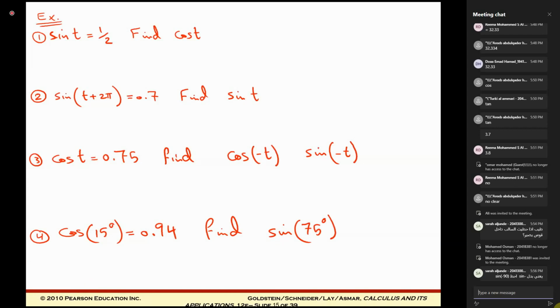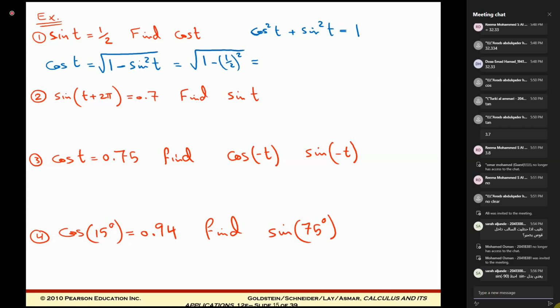The first one, we need to use cosine square plus sine square equal 1. So the cosine t equal radical 1 minus sine t square. Because we have cosine square, we take the radical. So this is equal to radical 1 minus 1 over 2 square, so we have 3 over 4, so we have radical 3 over 2. This is the cosine of t.